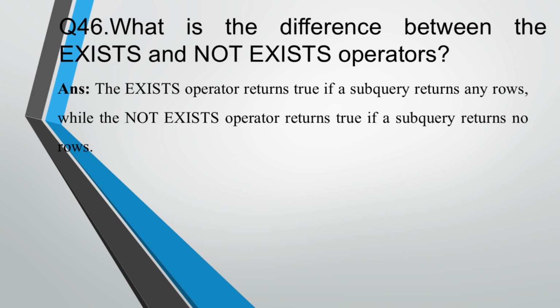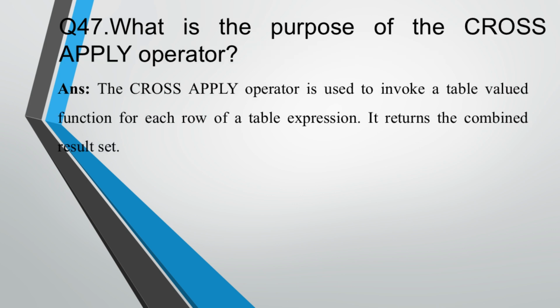What is the difference between the exists and not exists operators? The exists operator returns true if a subquery returns any rows, while the not exists operator returns true if a subquery returns no rows. What is the purpose of the cross-apply operator? The cross-apply operator is used to invoke a table-valued function for each row of a table expression. It returns the combined result set.